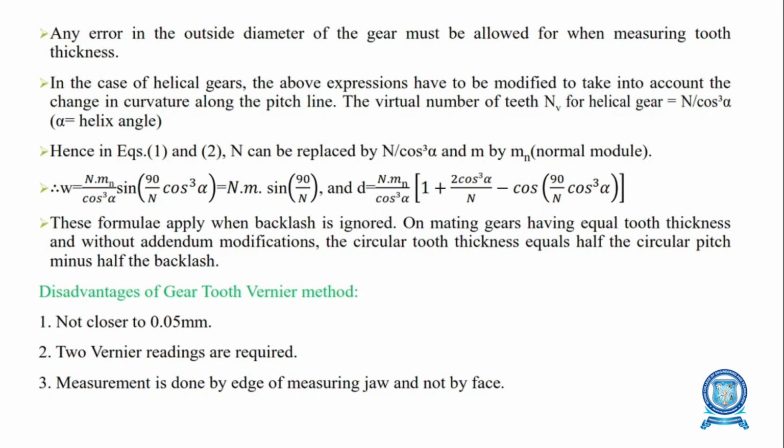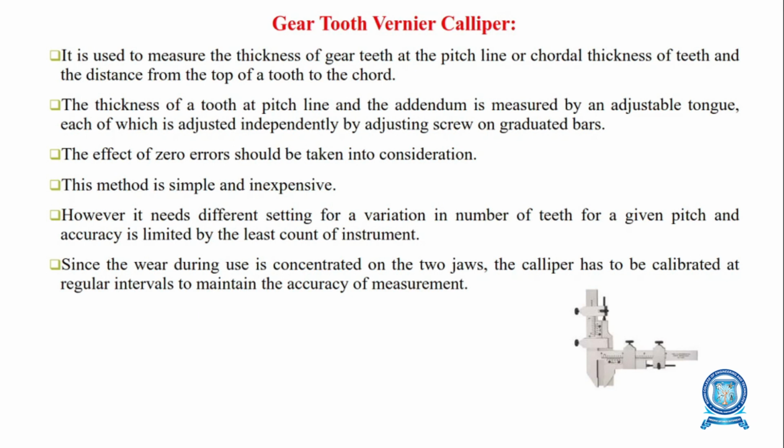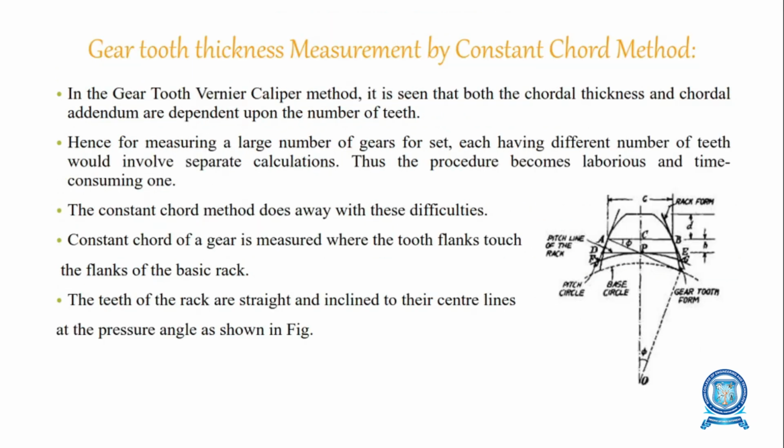Some of the disadvantages of the gear tooth vernier method: it is not closer to 0.05 mm. Two vernier readings are required. Measurement is done by the edge of the measuring jaw and not by the face. It needs a different setting for a variation in the number of teeth for a given pitch. Accuracy is limited by the least count of the instrument. So these are the disadvantages of the gear tooth vernier caliper.